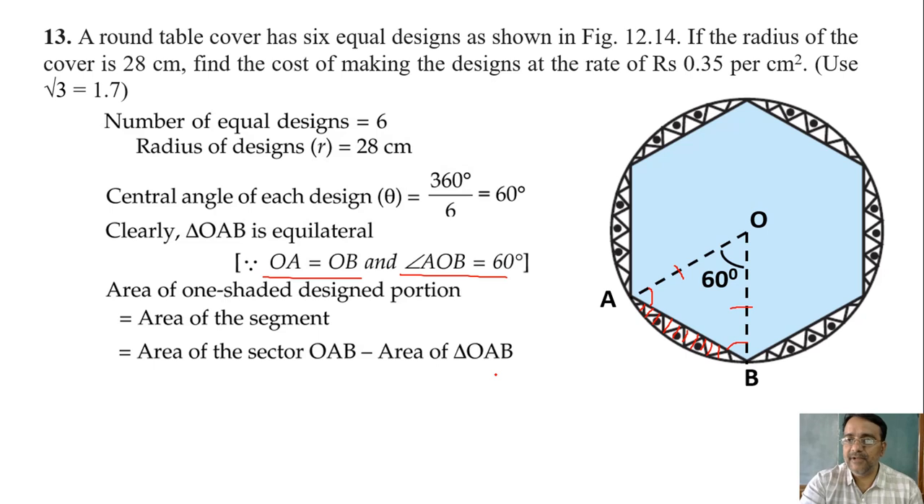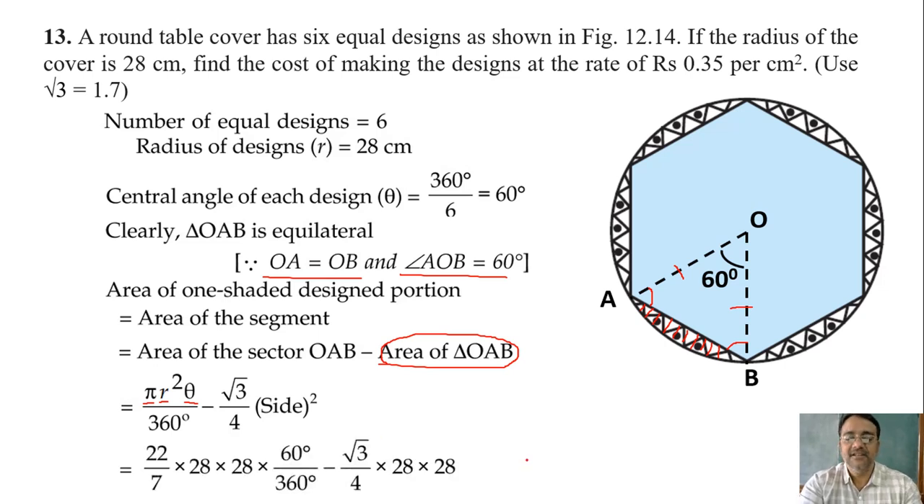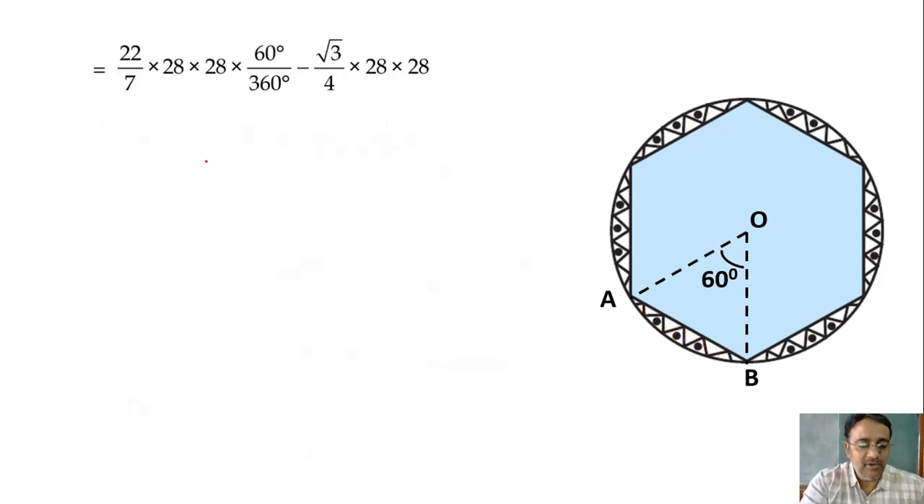Area of sector का formula है theta upon 360 into pi r square या pi r square theta upon 360, and area of triangle OAB, the formula is root 3 upon 4 side square. Right. Now we'll substitute all the values. 22 by 7, 28 into 28, 60 upon 360, root 3 upon 4, 28 into 28. Right. So यहाँ पे हम लोग 28 को कॉमन निकाल सकते हैं और ये भी कैंसिल कर सकते हैं हम लोग. ओके, सो अदरवाइज यू कैन डू सेपरेटली ऑल्सो.